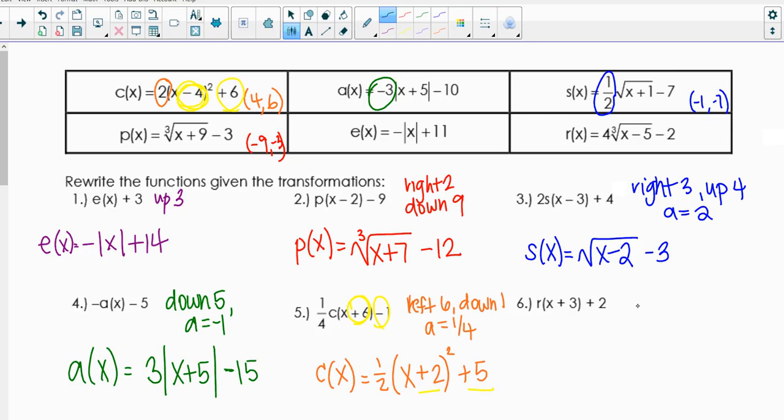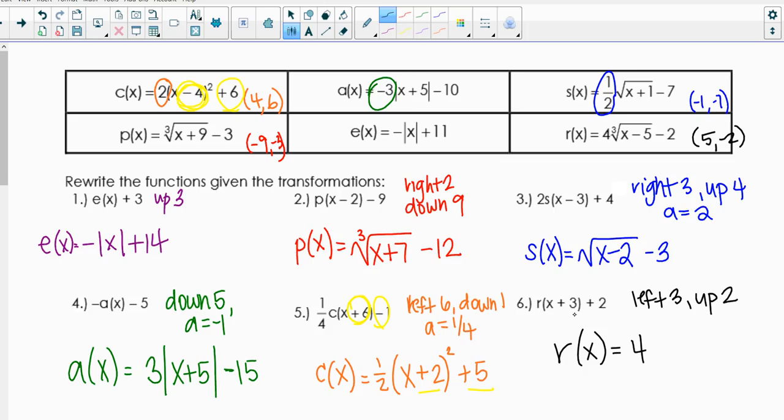And then last but not least, r of x, we are moving to the left 3 and up 2. So our new r of x function, the 4 isn't changing. My a value wasn't messed with. But I was at the point 5, -2 for a critical point. So I went left 3 and I went down 2.